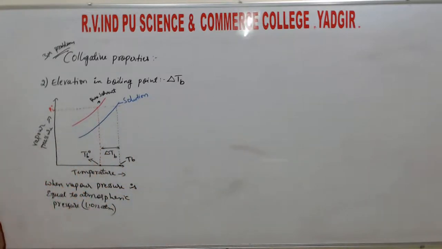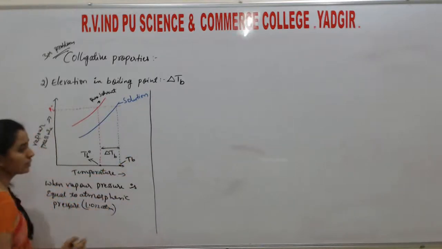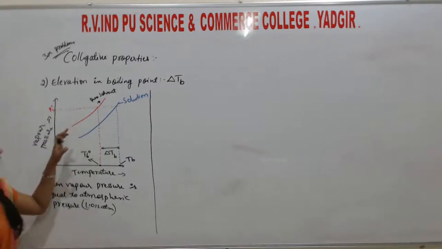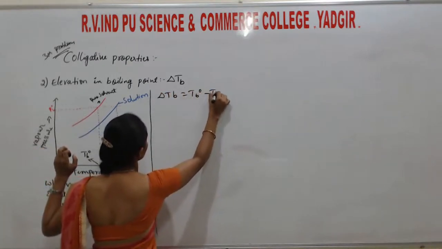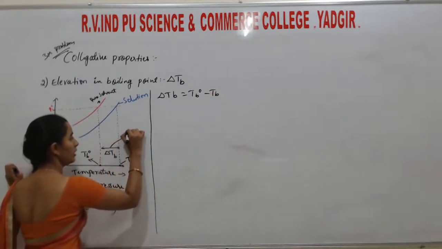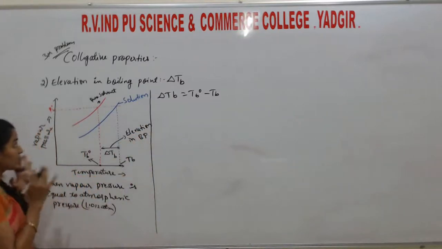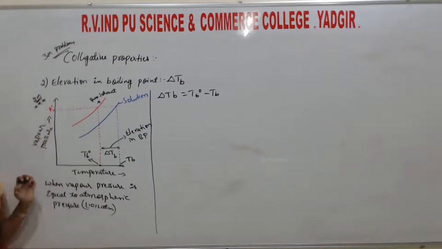So it follows the derivation I do here, elevation in boiling point. So students, here we may consider delta TB. This delta TB is equal to TB naught minus TB, which is called elevation in boiling point. This graph is very, very important for 2 marks.